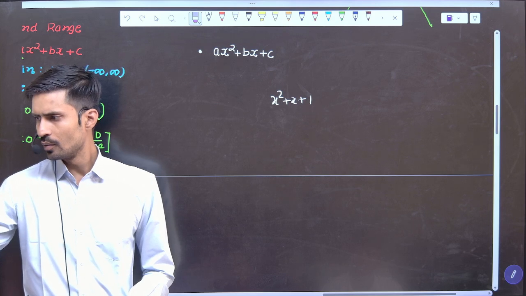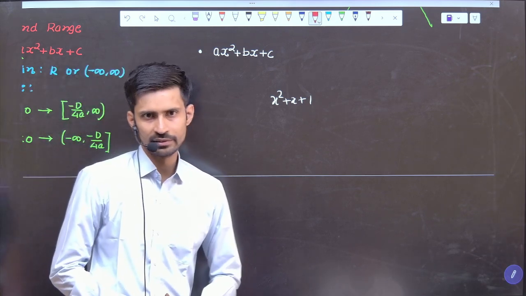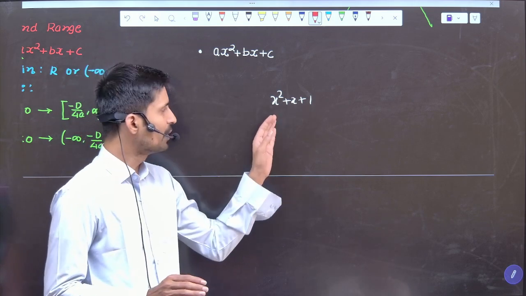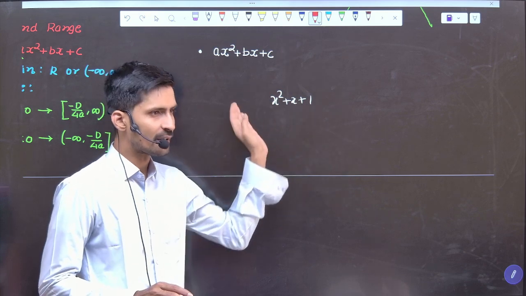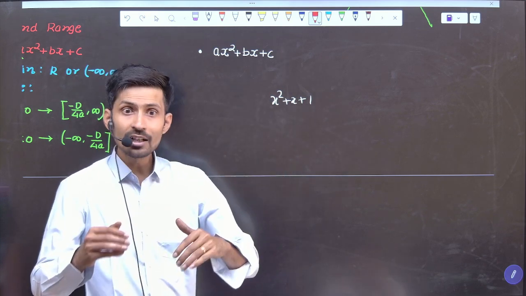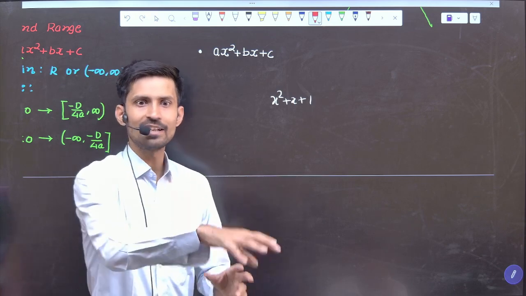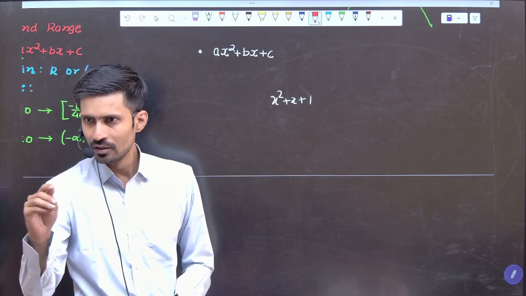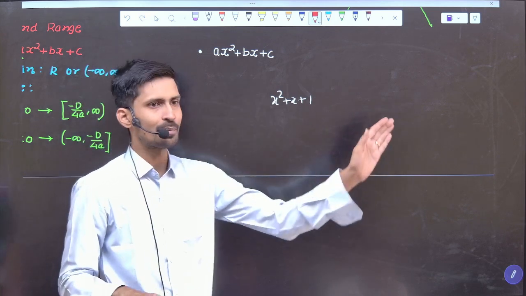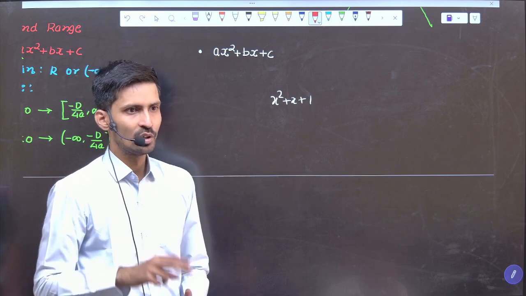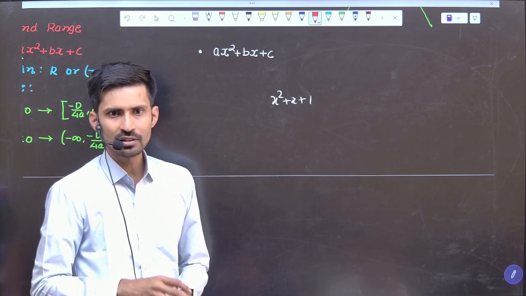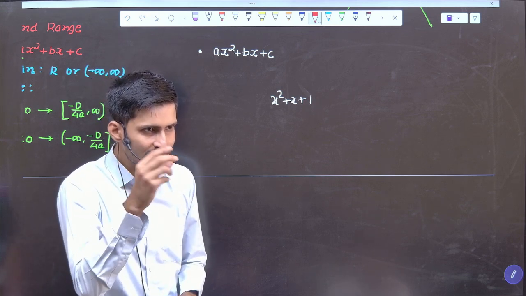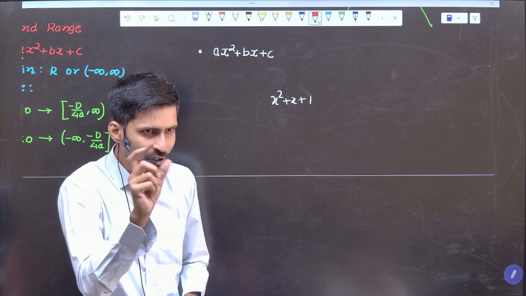So how will you start thinking? First of all, what will you ask? How many x terms are present in the expression? Then only you can think whether we can apply that method or not. Yes or no? So tell me, how many x terms are present in this expression? 2. Tell me, what are those? x square and x.